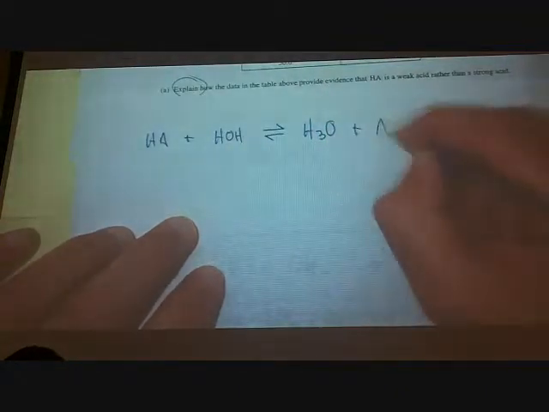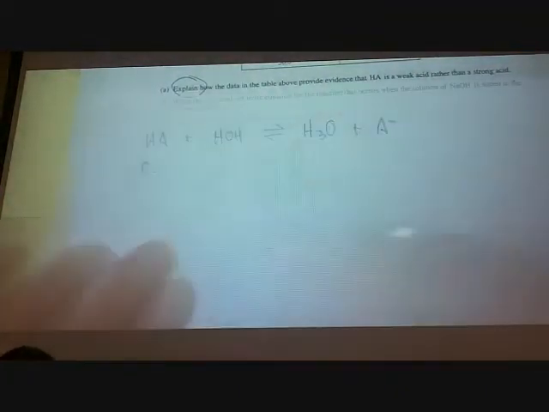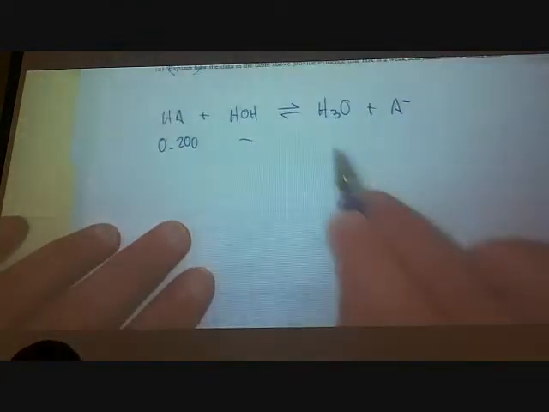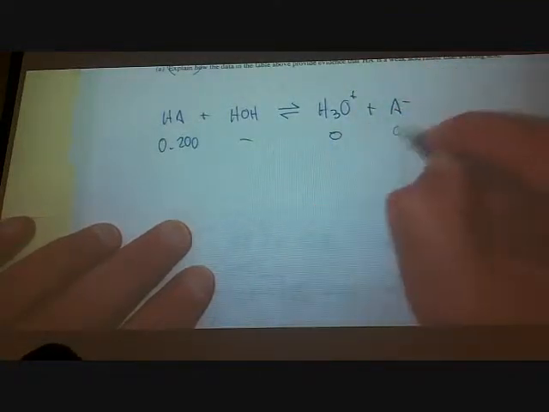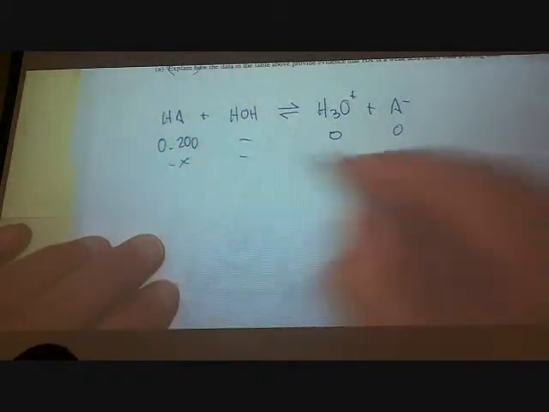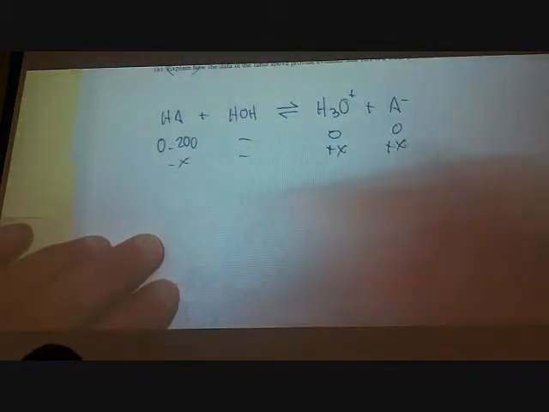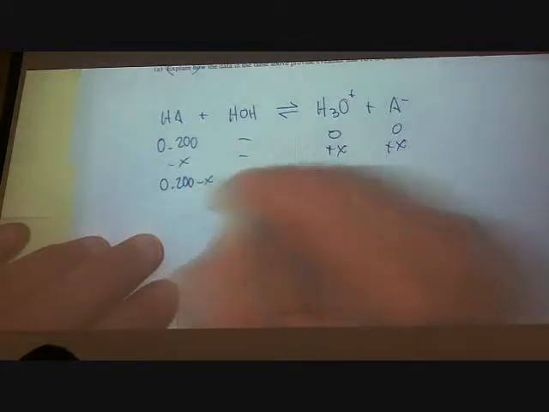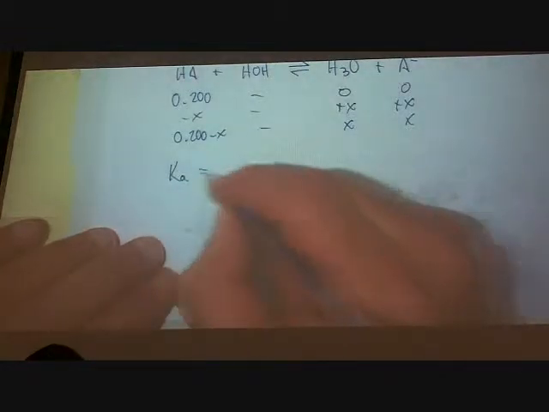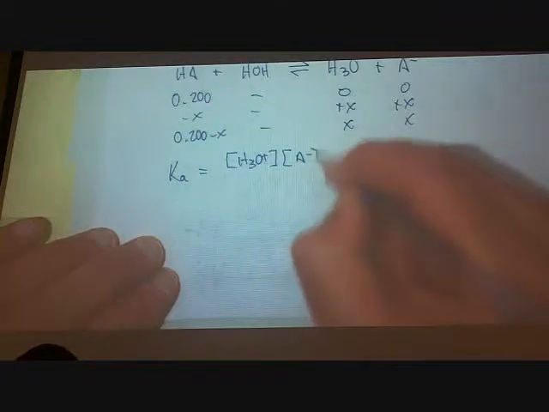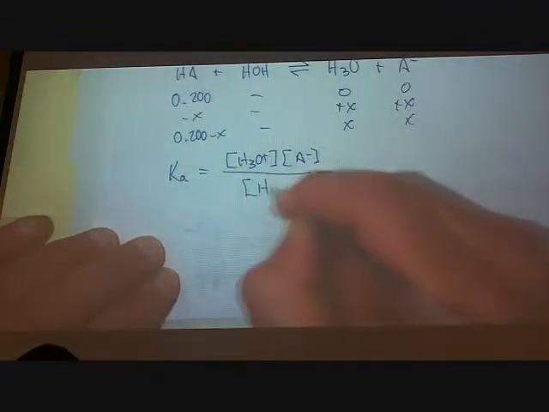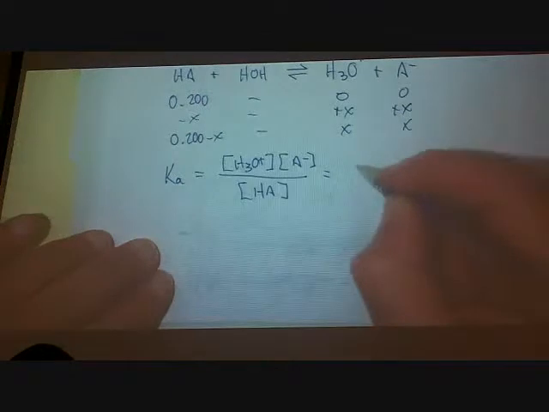Okay, so we have our 0.2, was it? Yeah, 0.2. How much of the initial do we have of these? 0. Okay, so that goes to X. And again, if you need to show an ICE chart, you may. An ICE chart will never be graded. Okay, so our expression is the H3O plus, the anion, over the HA, don't include water, ever. Then you have your X.